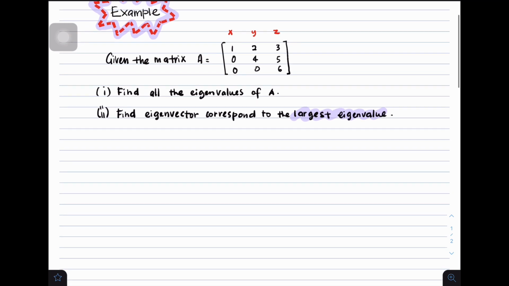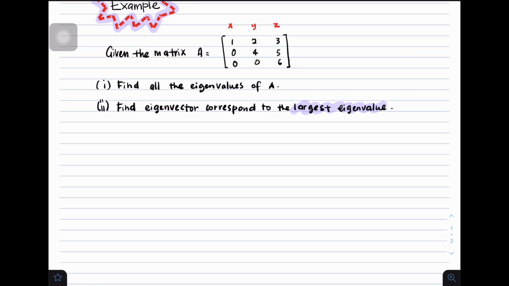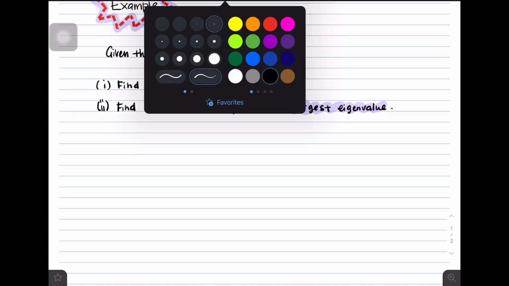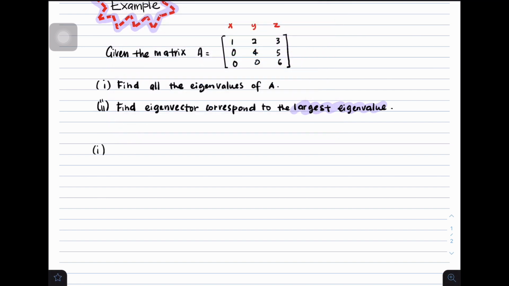So let's proceed with finding the eigenvalues of A first. The first step to find the eigenvalues is by computing A minus lambda I, where lambda later will be the value of your eigenvalues. Now we have a 3 times 3 matrix. Therefore, your lambda I will become lambda 0, 0, 0, lambda 0, 0, 0, lambda, which is the value of lambda multiplied by the identity matrix of size 3 times 3.